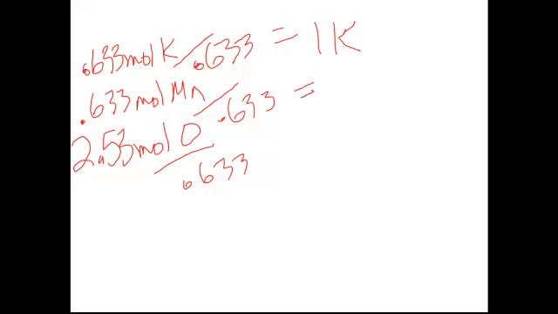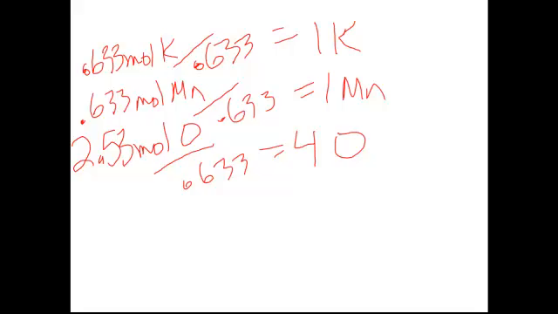Manganese, obviously the same number, so 1 manganese. And then for oxygen, 2.53 divided by 0.633 equals, now again, this one's pretty obvious, but it's 3.99. I'm not going to round that or multiply that by 100. I'm going to round that to 4. So 4 oxygens.